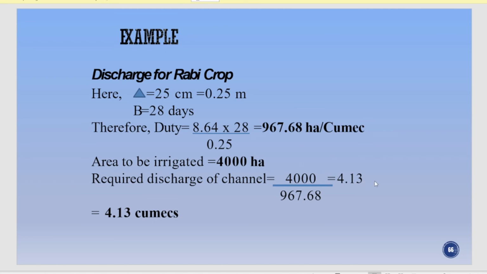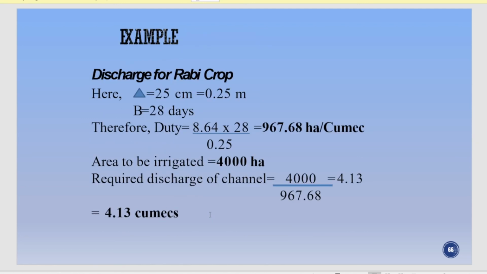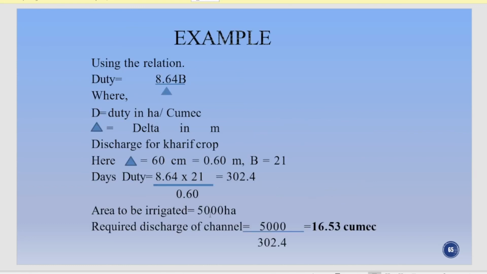cumec. So if you compare kharif season and rabi season, if you are designing the channel, we have to use one of the discharges. Whichever is higher, we can consider that. So the higher one is 16.53. So the design discharge for the canal will be 16.53 cumec.